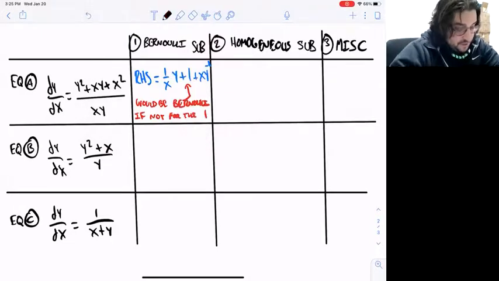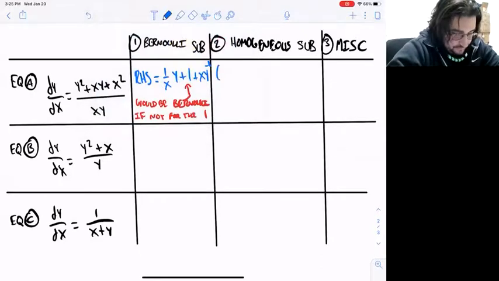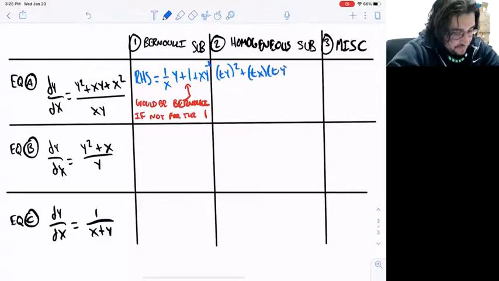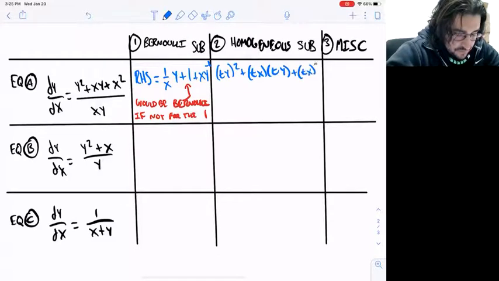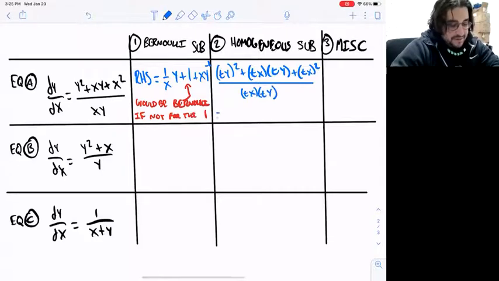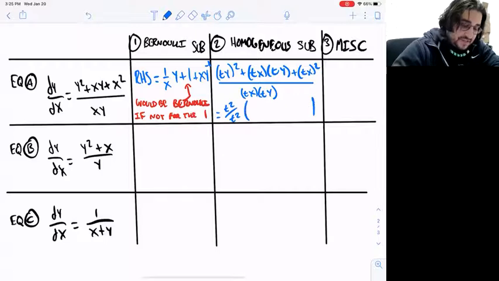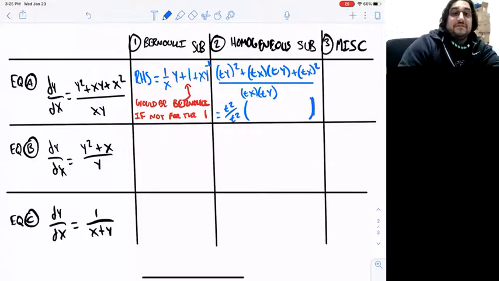Then we have, let's see, homogeneous substitution. So what was the trick there? The trick was replace every single y by ty, every single x by tx, and what happens? Well, a t squared factors out of the numerator and a t squared factors out of the denominator, and we're left with just the original. Those cancel then, right? And we're left with just the original function, right?